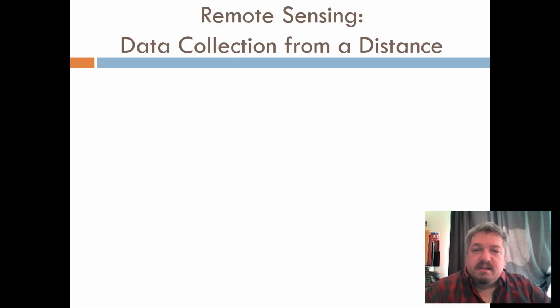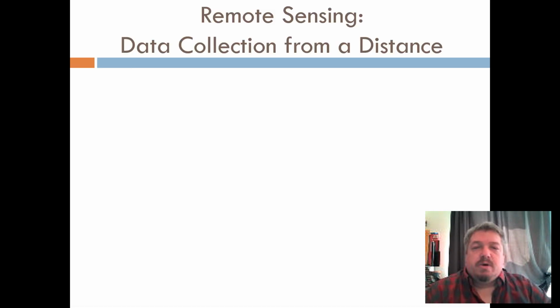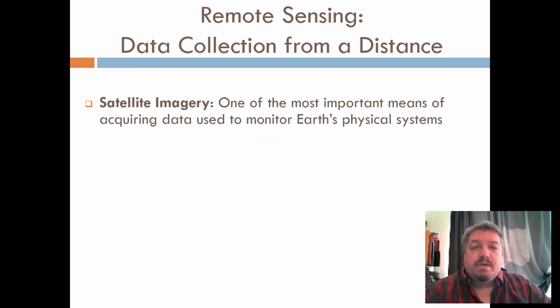All of these can be combined with remote sensing. Okay, how do we actually make maps of the Earth? So the first part today is remote sensing. Remote sensing just means that we are collecting the data from a distance. And most commonly today, that means satellite imagery. So satellites in space use many different types of sensors to acquire data. Probably the most common is photographs, pictures, but you can use other things as well.